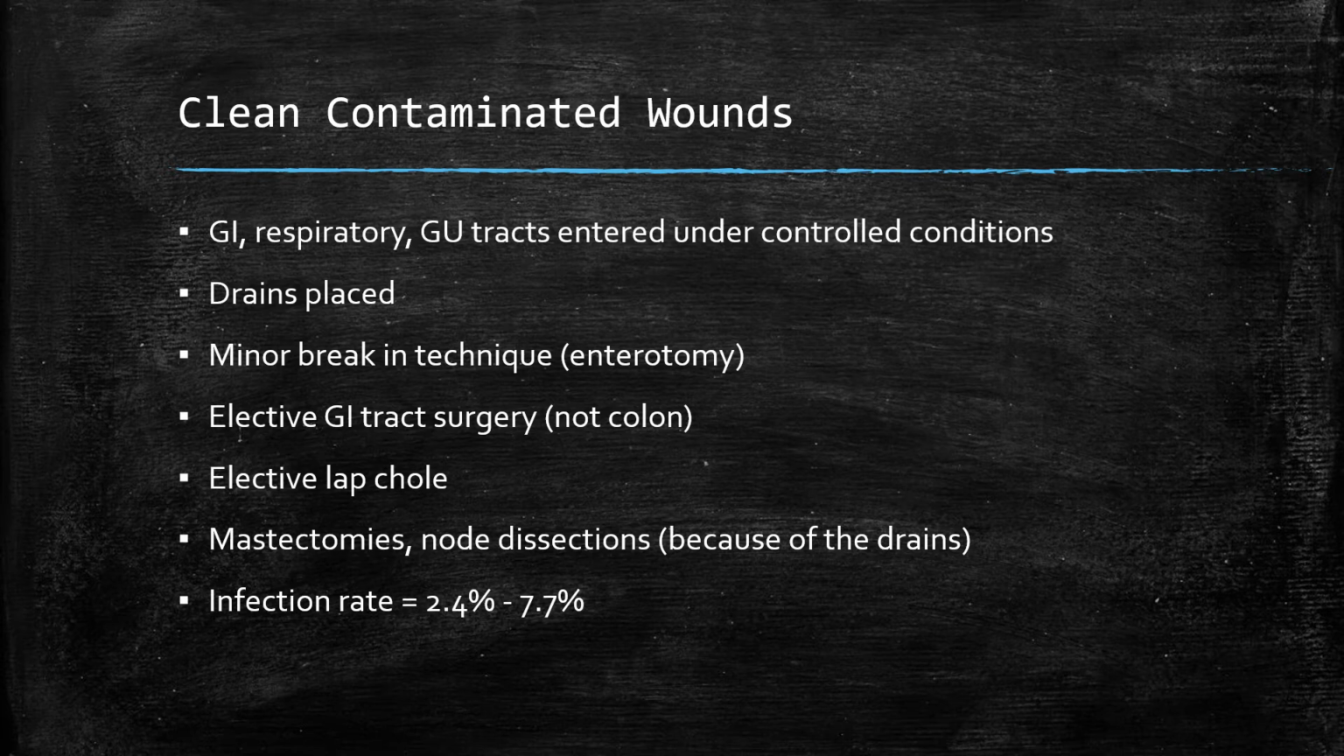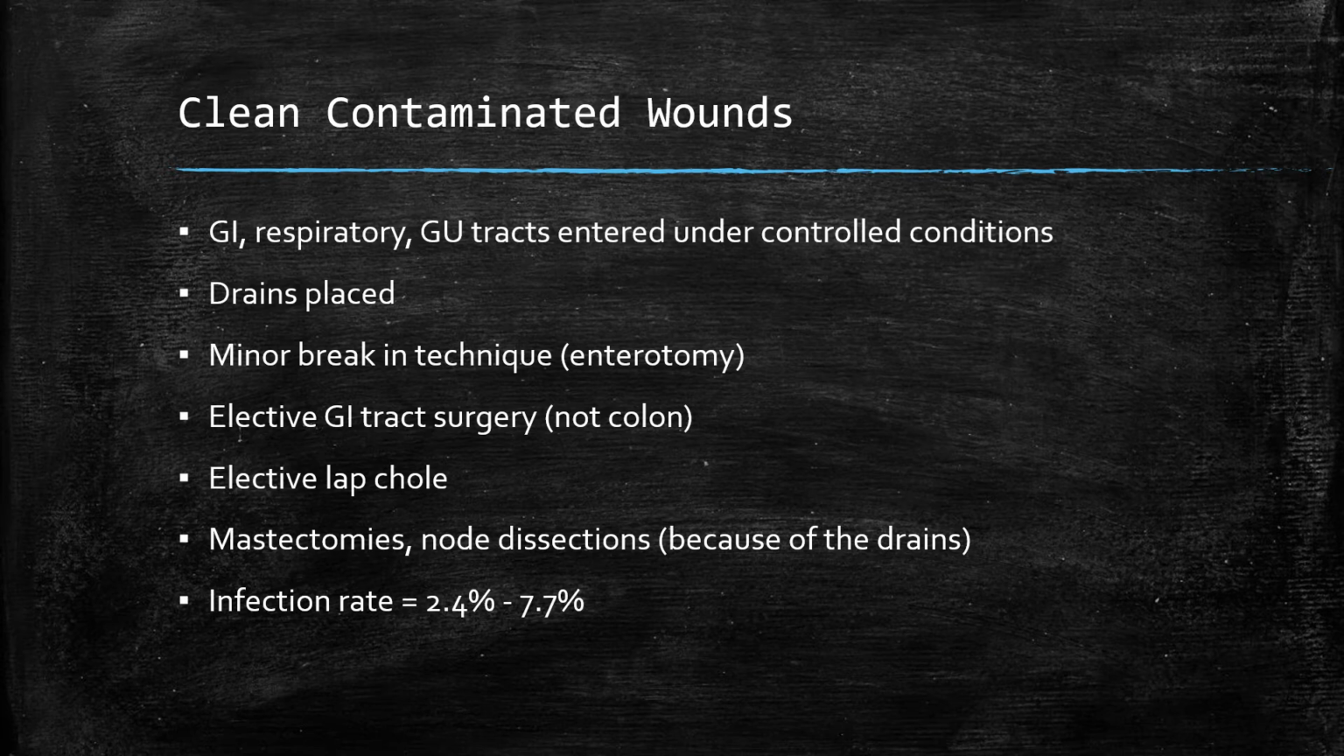Another type of case is a mastectomy or a lymph node dissection. These would seemingly be clean cases, but since we routinely place drains, the presence of the drain increases the risk of infection. So these types of cases are considered clean contaminated. Sometimes we'll also have an unplanned minor break in technique, like an enterotomy that's quickly noticed and repaired. This will upstage the case to a clean contaminated case as well.